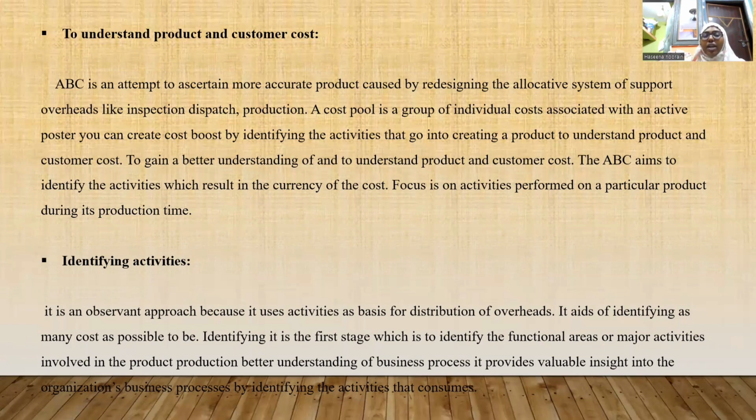The last one is identifying the activities. It is an observant approach because it uses activities as the basis for distribution of overheads. It aids in identifying as many costs as possible. Identifying is the first stage, which is to identify the functional areas of major activities. It involves a better understanding of the production process and business process, and most importantly, it provides very valuable insight into the organization's business process, which helps in identifying the activities that consume cost and production.